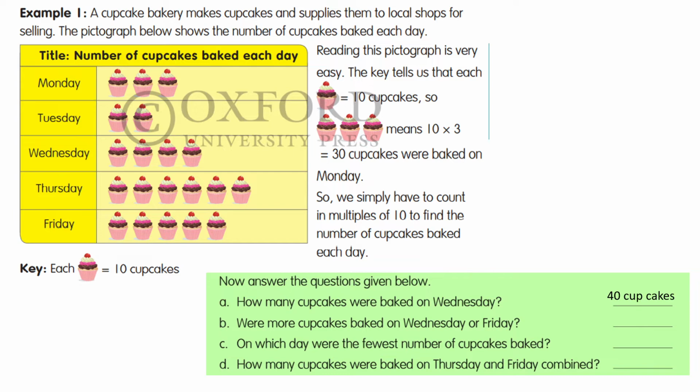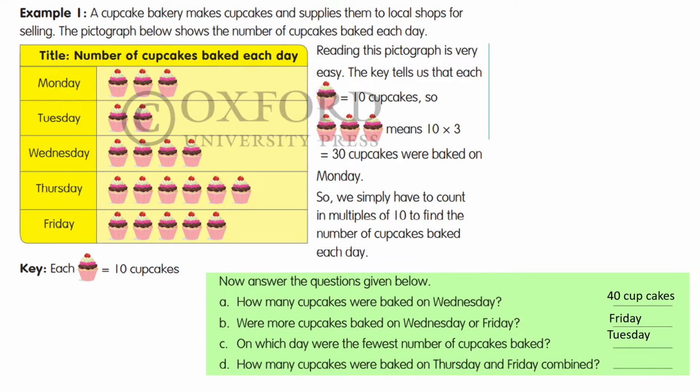Were more cupcakes baked on Wednesday or Friday? The answer should be Friday, because Wednesday has 40 cupcakes, as we already discussed in the last question. Friday has 50 cupcakes. So Friday has more cupcakes baked. On which day were the fewest number of cupcakes baked? By looking at this pictograph, we can say that Tuesday is the answer.